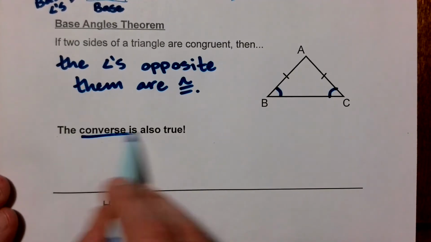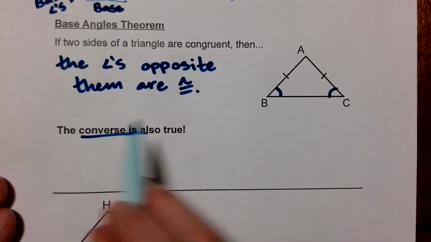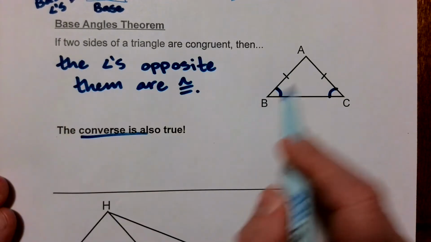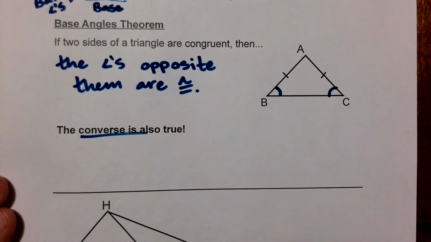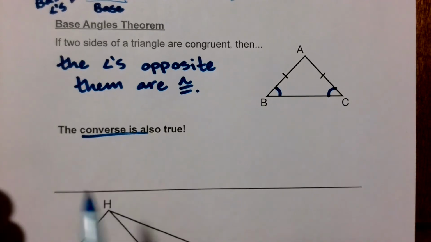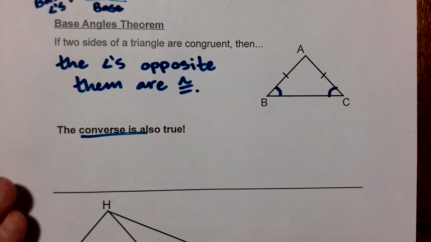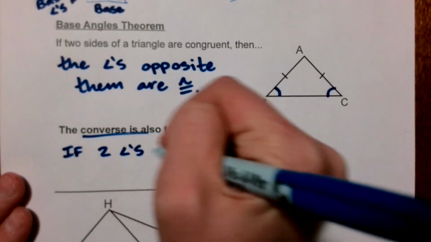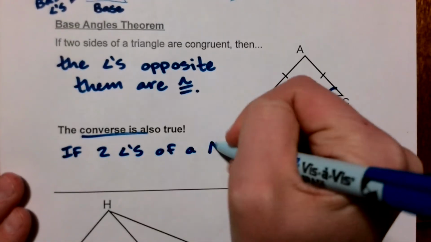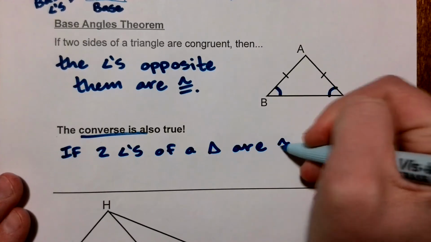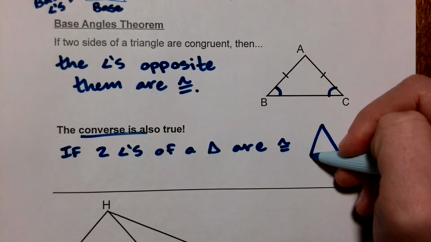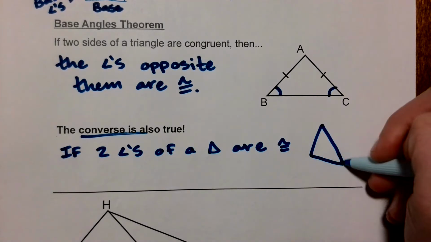So a little bit of throwback to that word converse: if this is my conditional statement, if two sides of my triangle are congruent, then the angles opposite them are congruent, the converse would say the opposite is true. And so if two angles of a triangle are congruent, so maybe you've got the situation, this could be your if. Let's make them different angles.